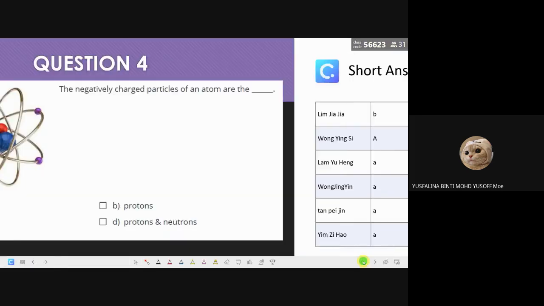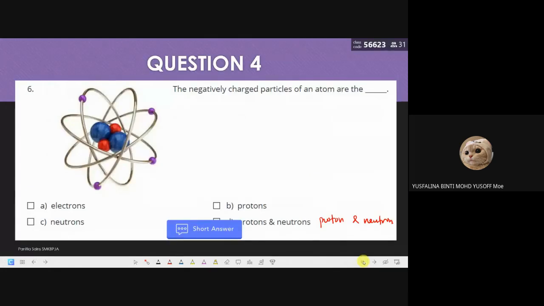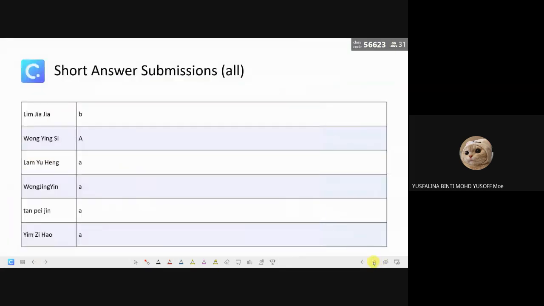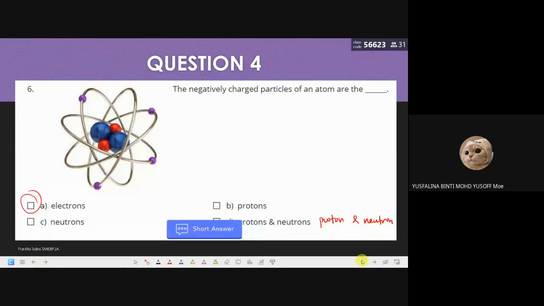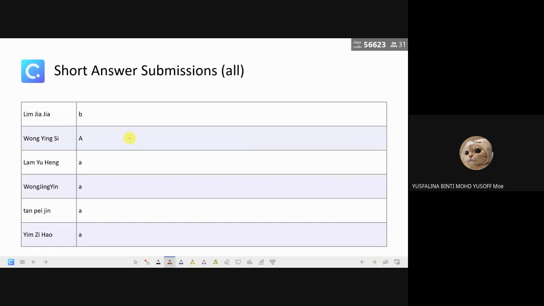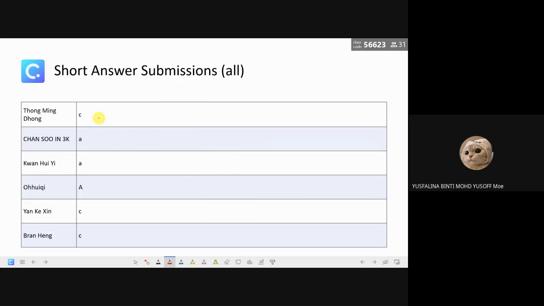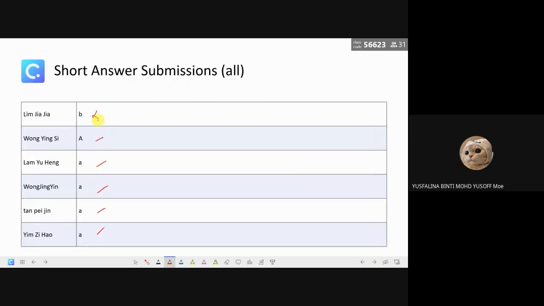All right, so the negative charge particle of an atom, of course, it will be electron. So the answer is A. Some answered B, but B is proton. Proton is positive charge, electron is negative charge.